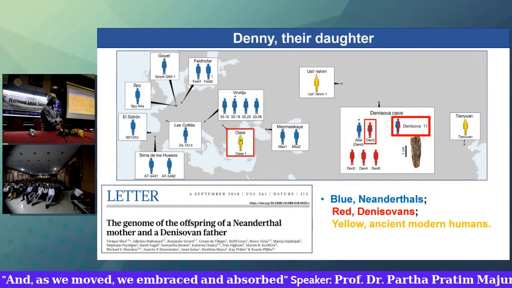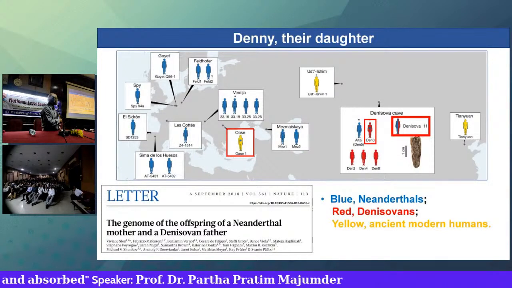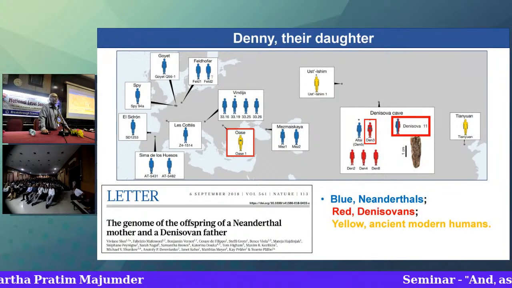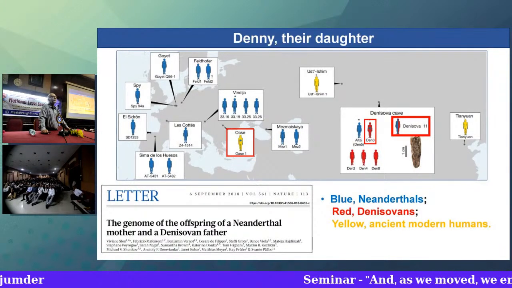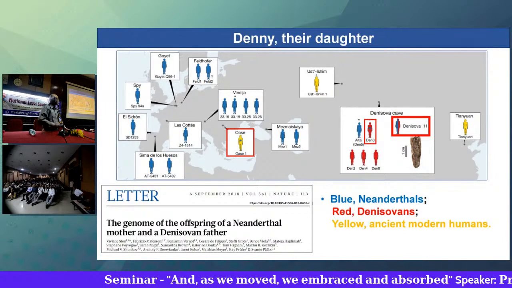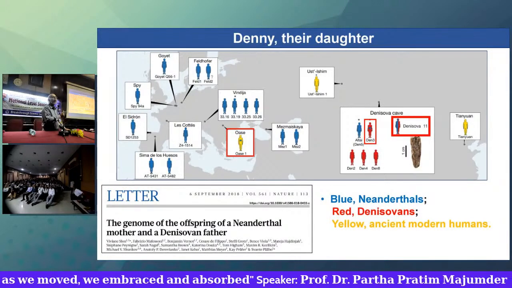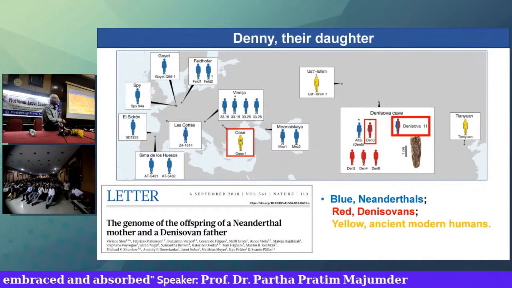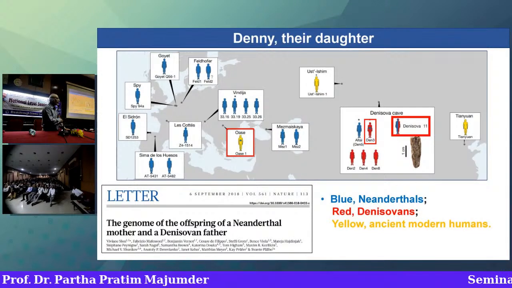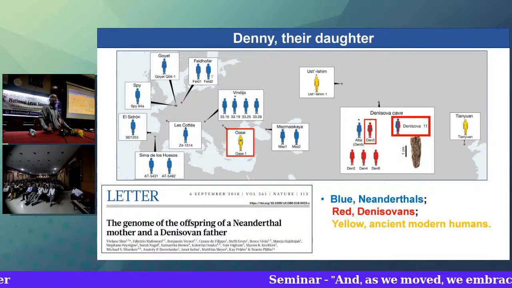This individual is 50% Neanderthal, 50% blue, 50% red, which essentially means that this individual is 50% Neanderthal and 50% Denisovan. That can only happen if one is a father and one's a mother, and the DNA sequences from the parents are contributed to the offspring. So this can happen if this individual is an offspring of a mating between a Denisovan and a Neanderthal. As a matter of fact, they did the analysis of their DNA sequences, and that's the title of their paper: The Genome of the Offspring of a Neanderthal Mother and a Denisovan Father.